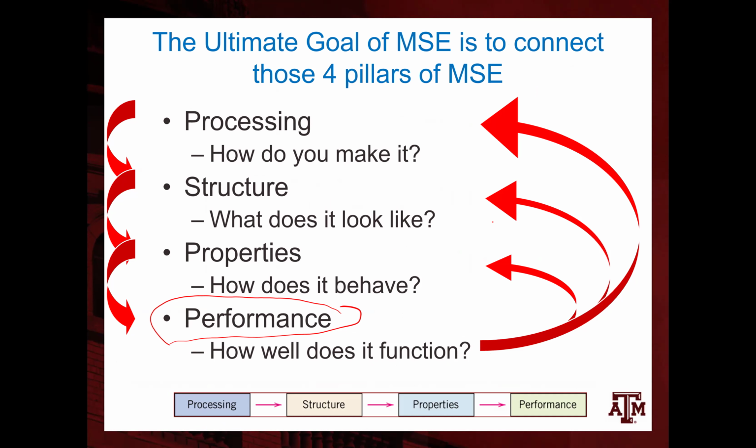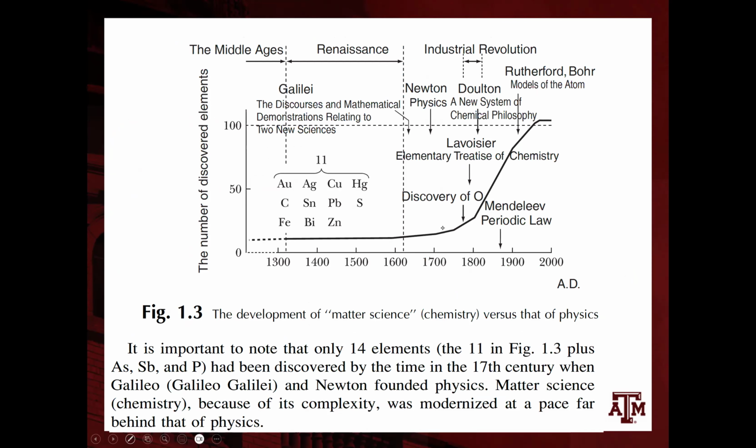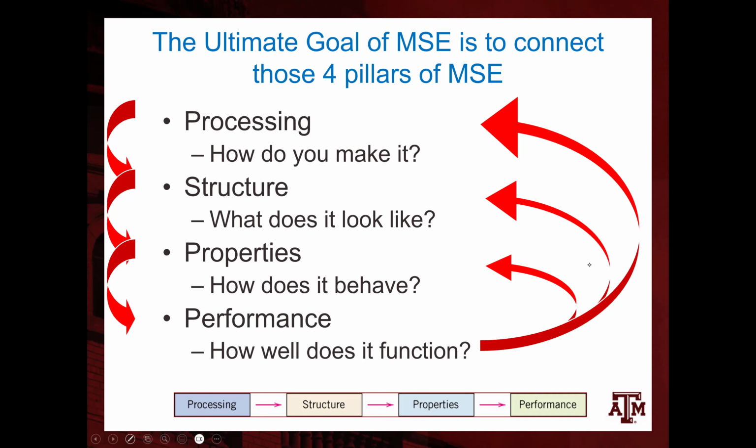But again, keep in mind during the entire course that this is the ultimate goal. This is the holy grail of material science and engineering: trying to establish relationships between the processing, structure, properties, and performance.